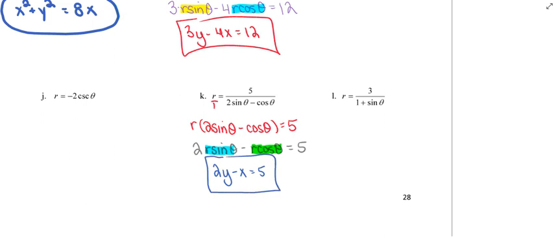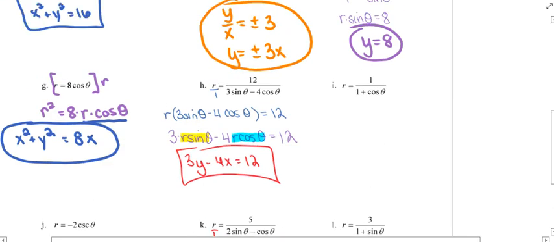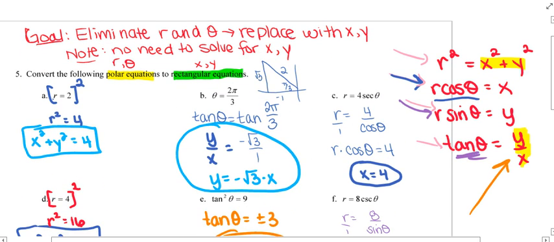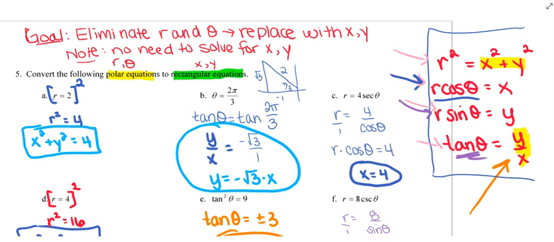So the name of this game is just find and replace. Find something that you can algebraically manipulate so that you can replace it with one of those 4 identities in the box that you need to memorize.